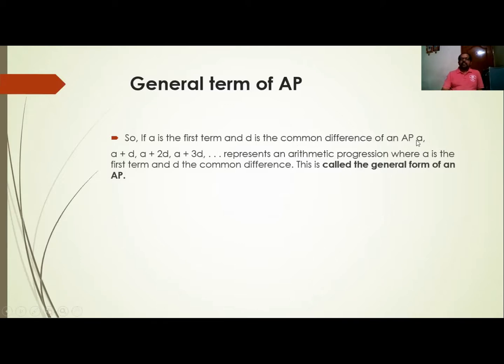In general, the terms of an AP will be like this. If the first term is a, then the second term will be a plus d, the third term will be a plus 2d, the next term will be a plus 3d, and so on, right? These are the first, second, third, fourth, and so on terms of the AP. And this form of AP is called the general form of an AP.